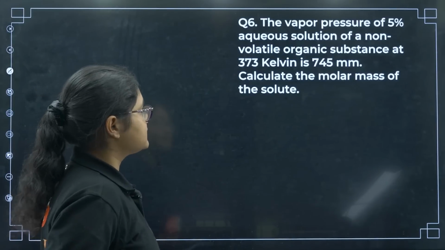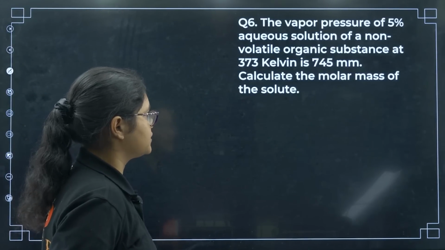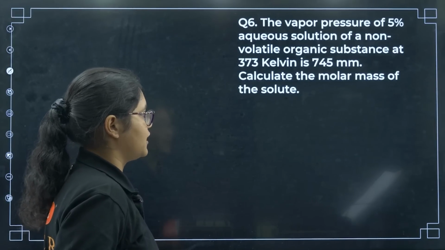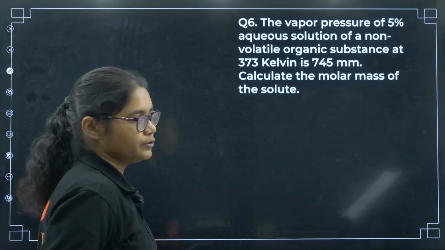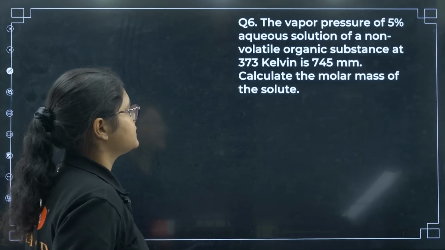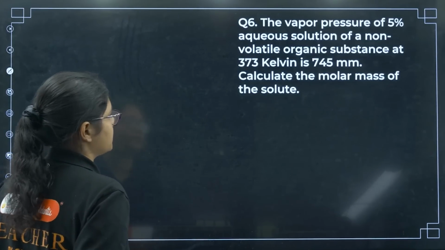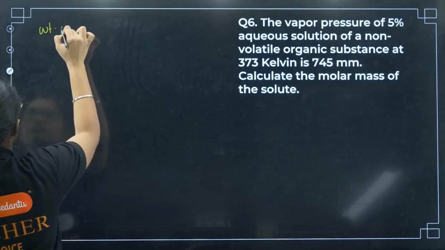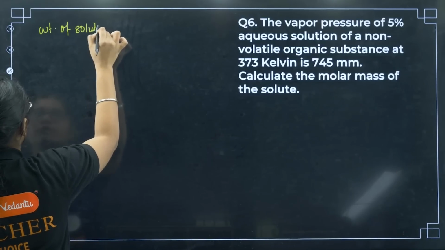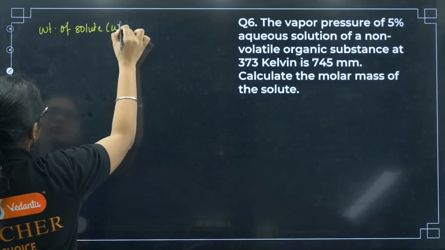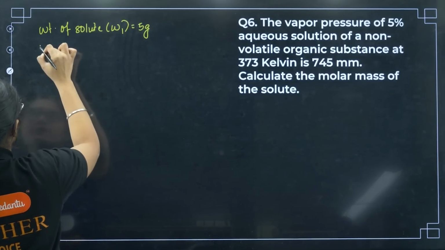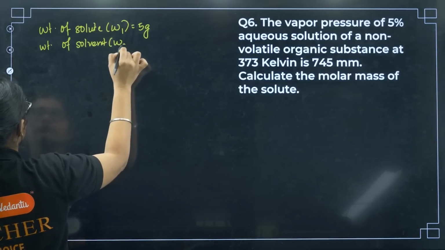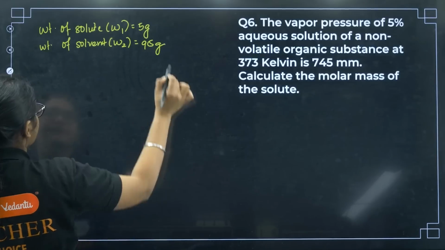Next, moving to question number 6: the vapor pressure of a 5% aqueous solution of a non-volatile organic substance at 373 Kelvin is 745 mm. Calculate the molar mass of the solute. This is also a very similar question. When it is given 5% aqueous solution, I can say that weight of solute, W1, is 5 gram. Then weight of solvent, that is W2, is equal to 95 grams.